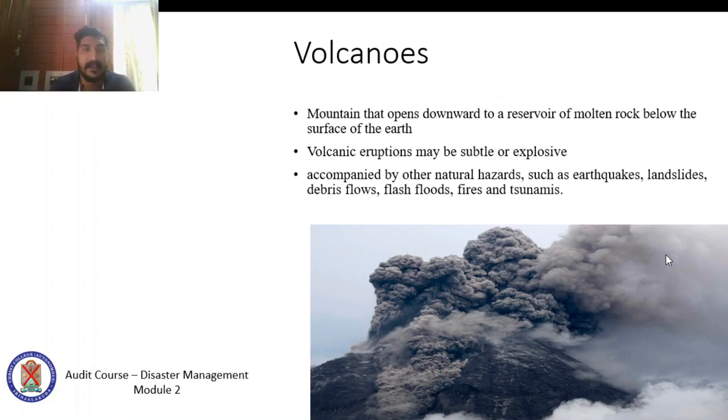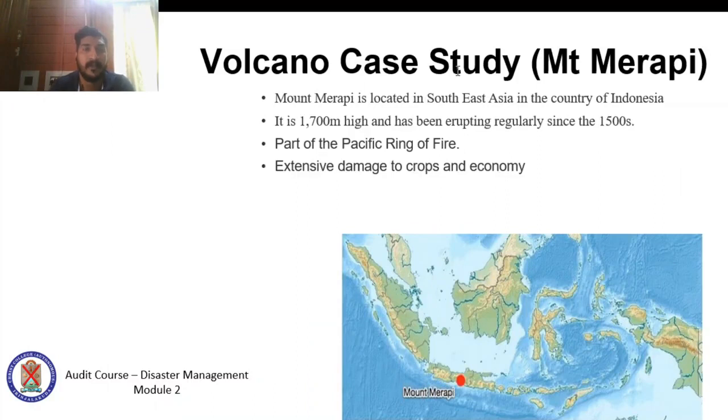So we are taking a case study from Indonesia, Java Island, that is Mount Merapi. It is located in Southeast Asia in the country of Indonesia. It is on the island of Java, and it is around 1,700 meters high and has been erupting regularly since 1500. The volcano is located on a destructive plate margin at a subduction zone, and it is also part of the Pacific Ring of Fire.